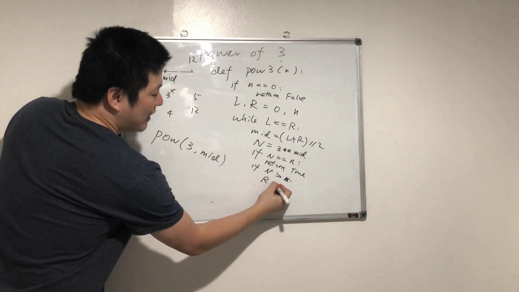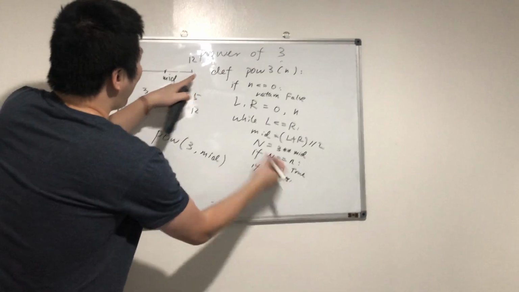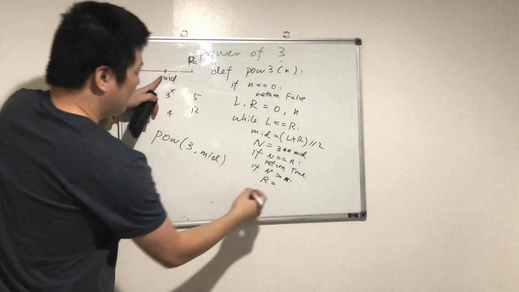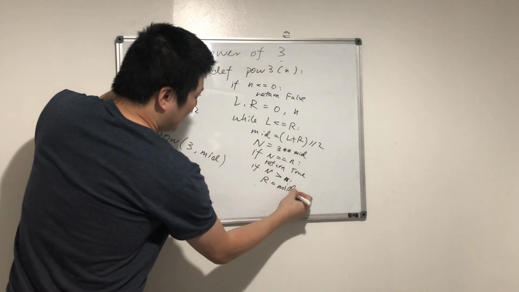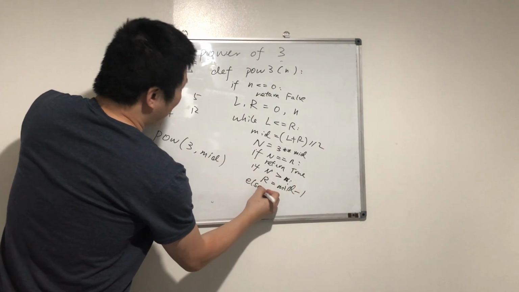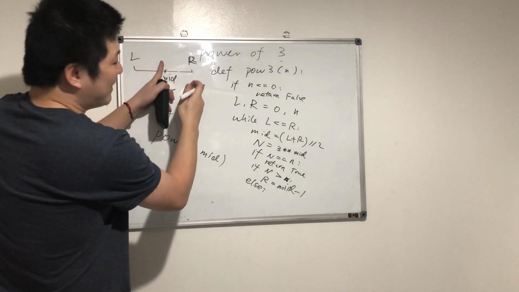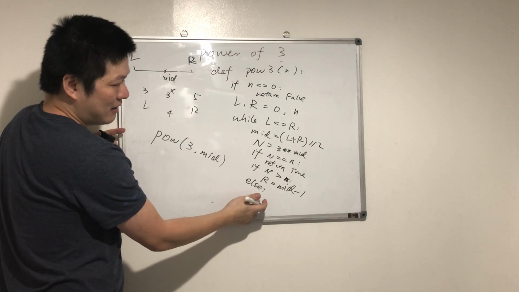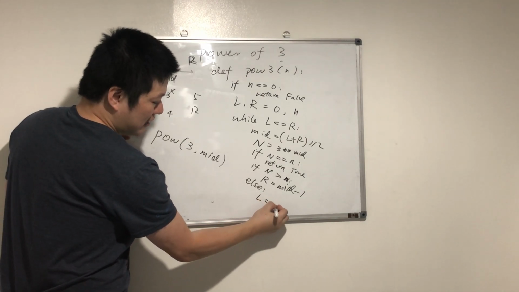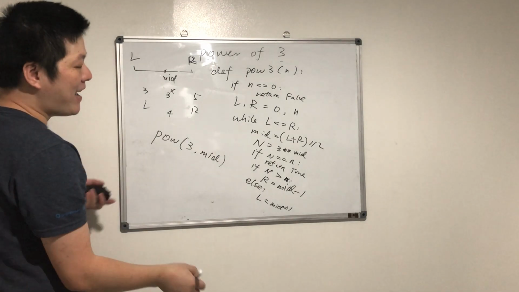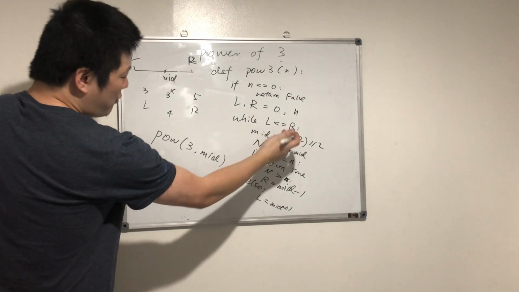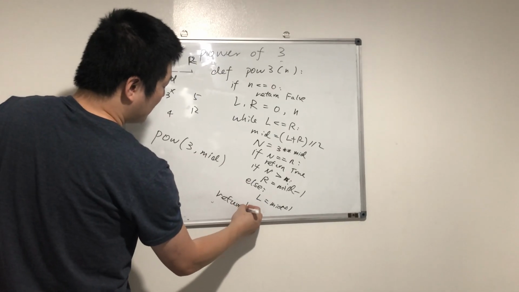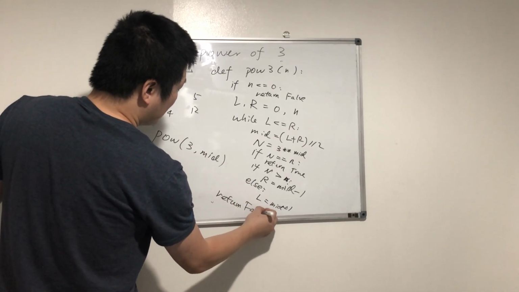So R equals what? We want to move here. R equals mid minus 1. And then else, if it's smaller, then it should be in this range. So what should I do here? Left equals mid plus 1. And then when we can't find the value, return what? False.